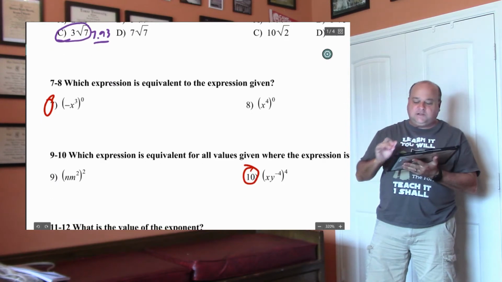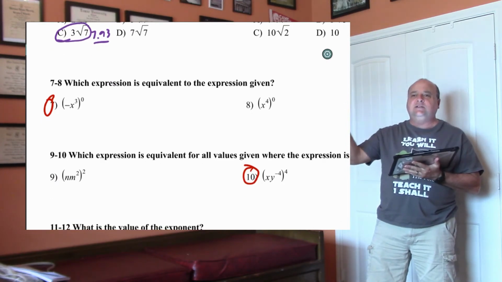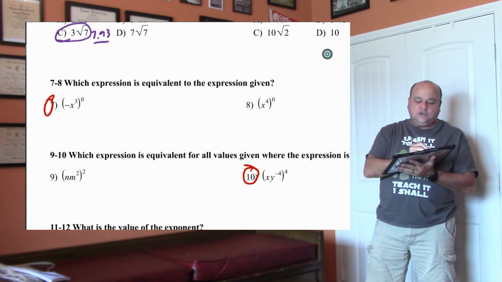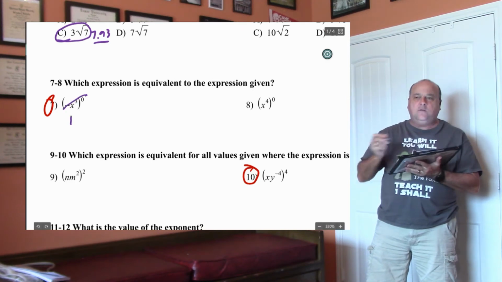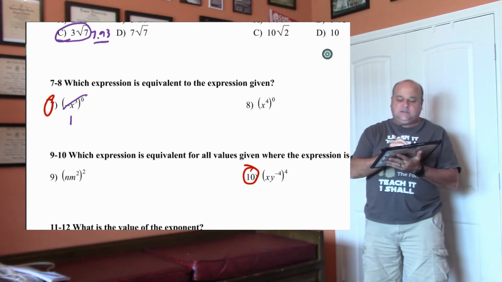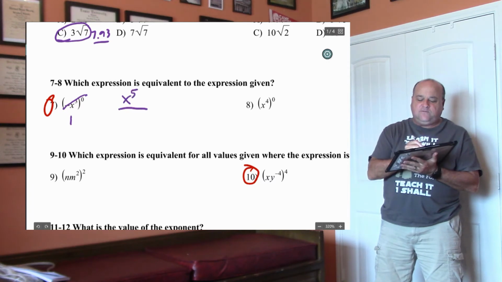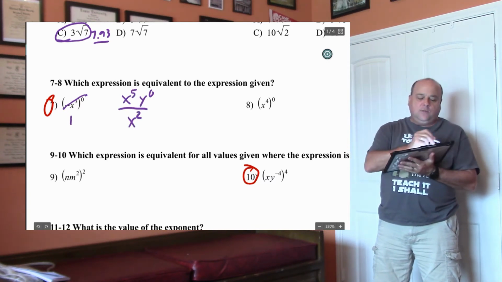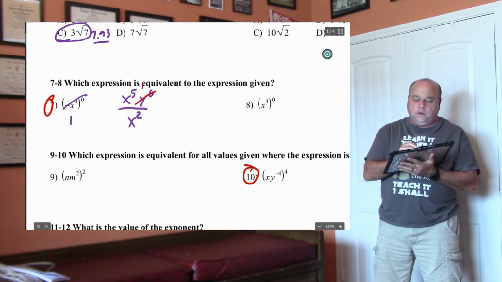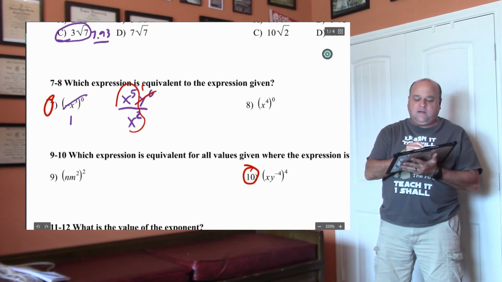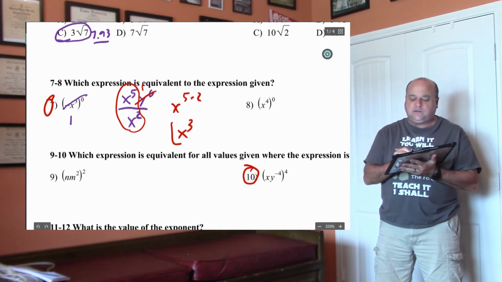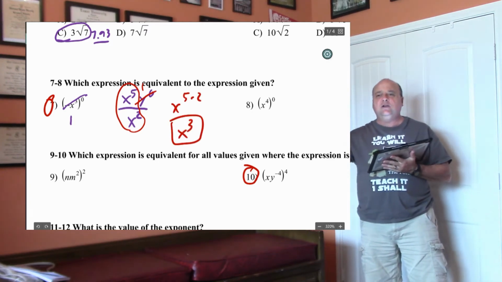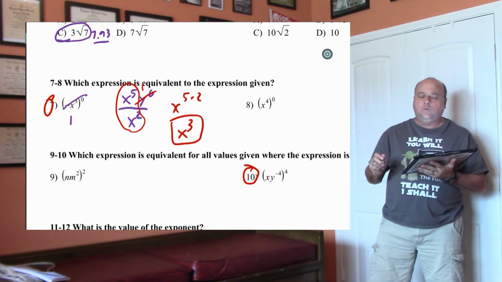Let's go to number 7. Anything to the 0 power is 1. So this 0 power goes to all this, and it's 1. For instance, let's say you have x to the 5th, y to the 0 over x squared. The y to the 0 right here would go to 1, and all you would have left is this. You would do x to the 5 minus 2, which would be x cubed, right? So anything to the 0 power will turn into 1.